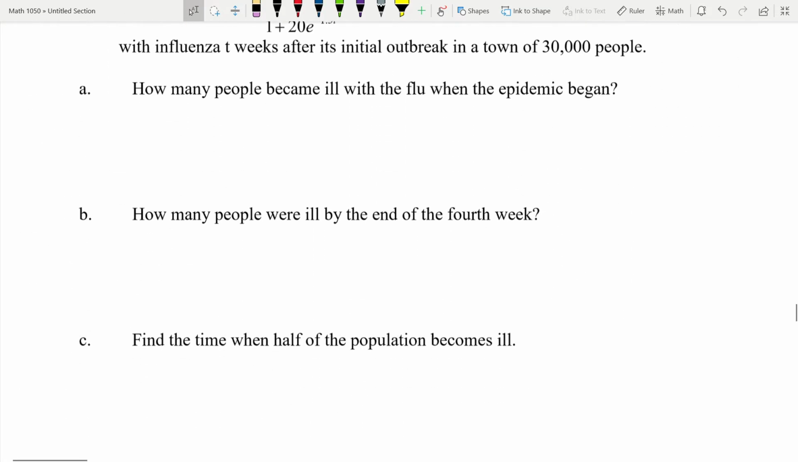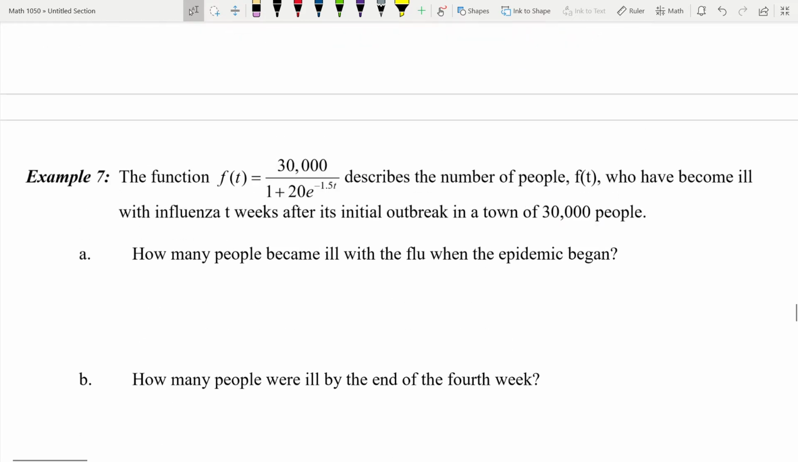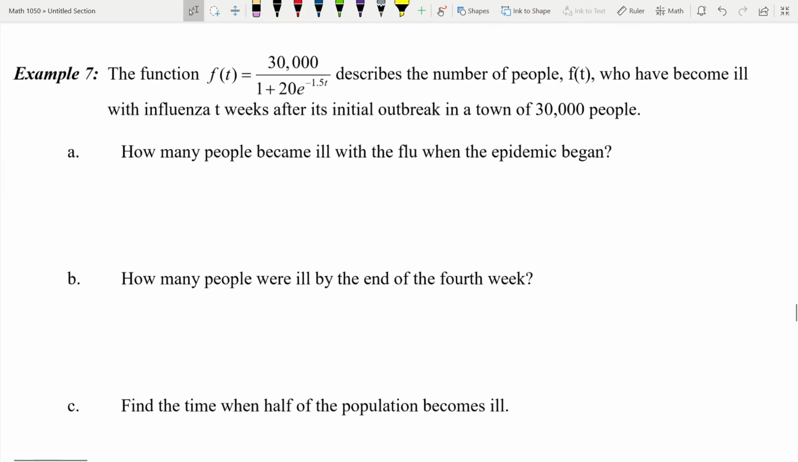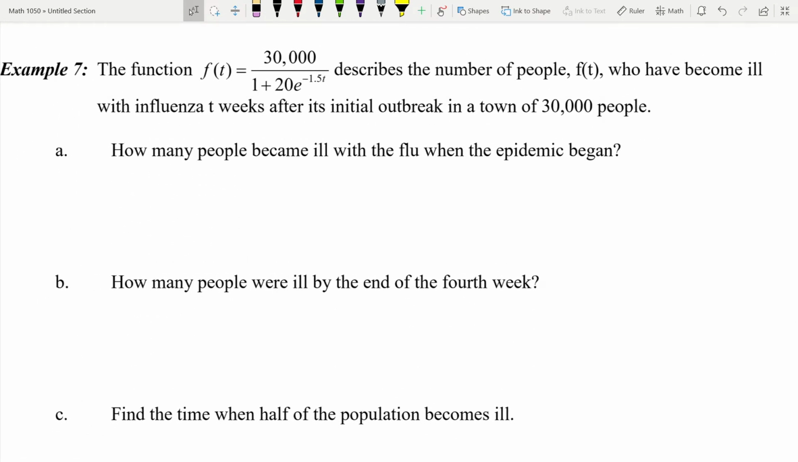This right here is a logistics model, okay? You don't even really have to know that. Let's just do it, okay? This equation describes the number of people that are sick with the flu after the initial outbreak in a town of 30,000 people. Okay, so let's take 2 seconds and let's say t equals and f of t equals, okay?